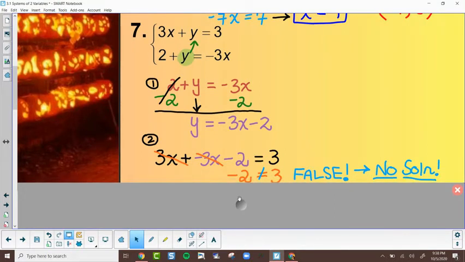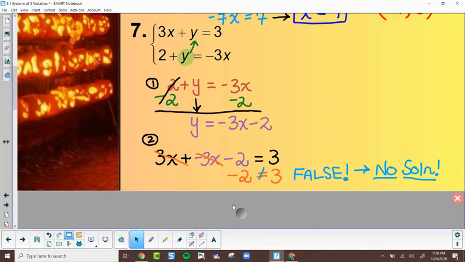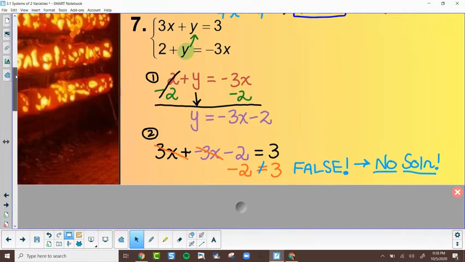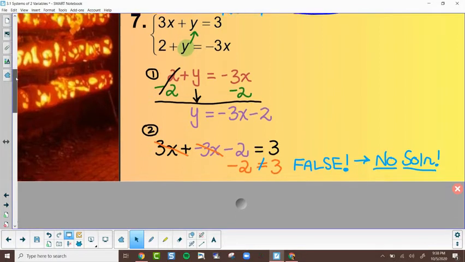Ooh, and I get something that says -2 equals 3. Well, because that's false, I'm going to have no solution. So that's what a no solution is going to look like. So if I tried to graph these, I would get something that looks like parallel lines. They would never cross. So false, no solution on that example.